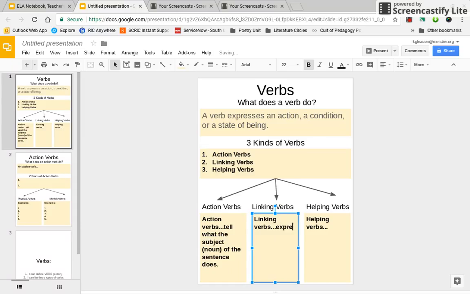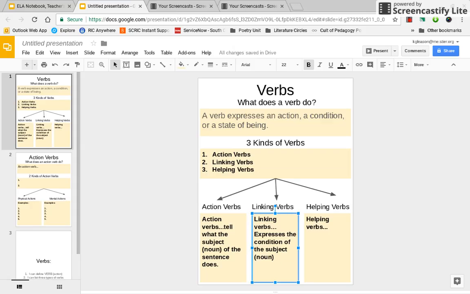expresses the condition of the subject of the sentence. So if the sentence is about the chair, it might say the chair looks big. And it's expressing the condition of bigness. The chair is big. We'll talk about those later on.